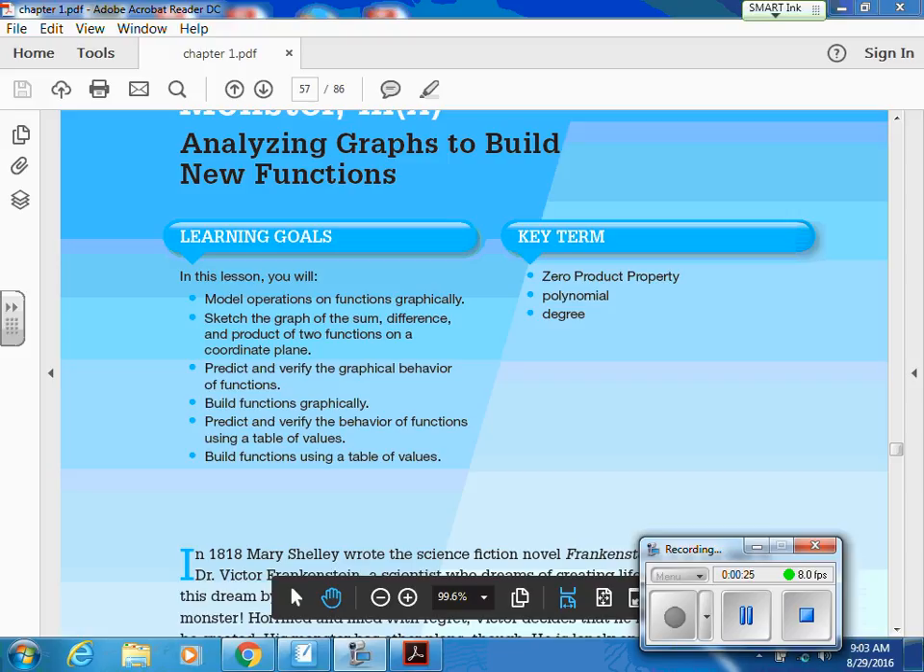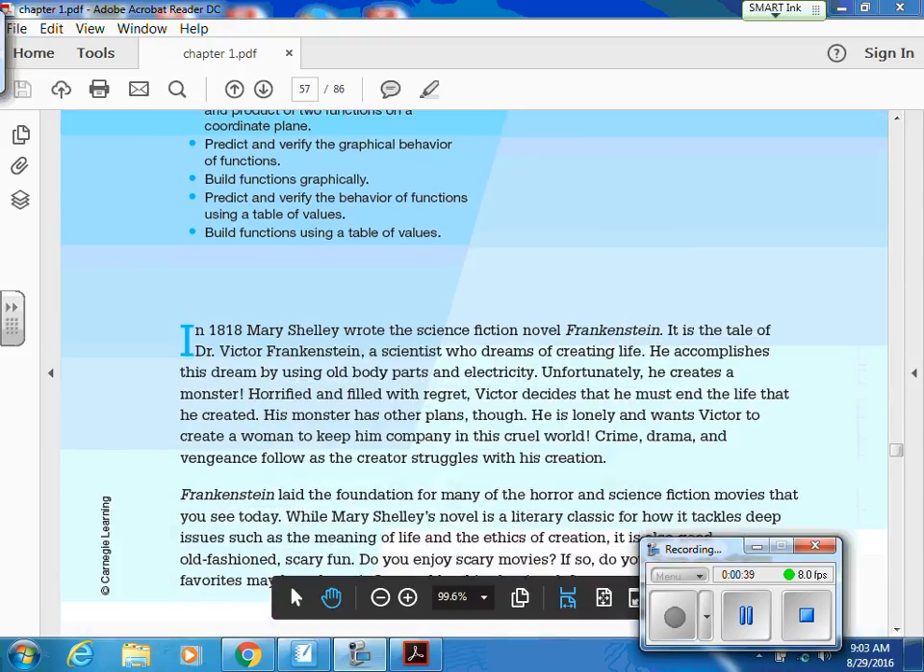That's a long ways off. But we're going to use the graph to do that. It's really neat, actually. So we'll be building stuff. We've got some terms over here: zero product property, a polynomial, and a degree. Those are kind of important things.